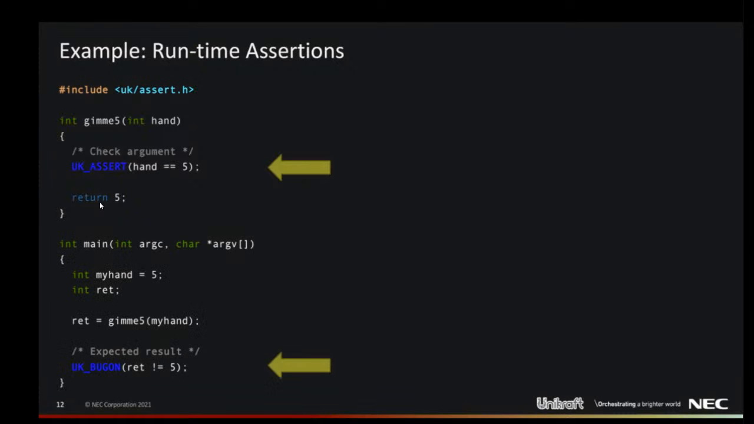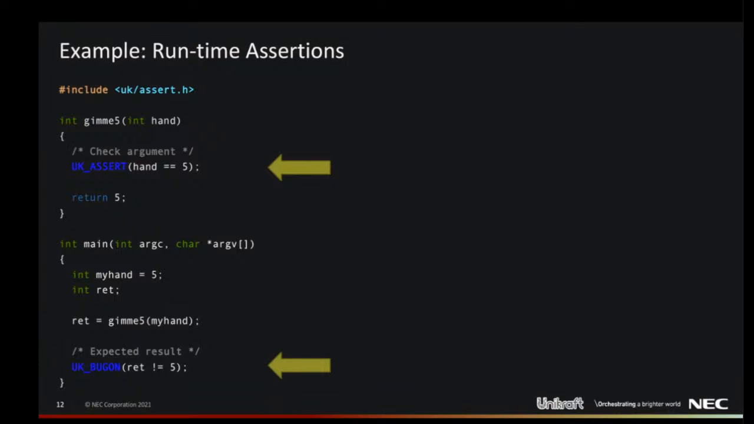And then as another use case to see if your system is still in a stable state, let's say, we could, here in our main function, after we called gimme5, check if a 5 was actually returned, because we expected that from our specification. And you see here also another thing.